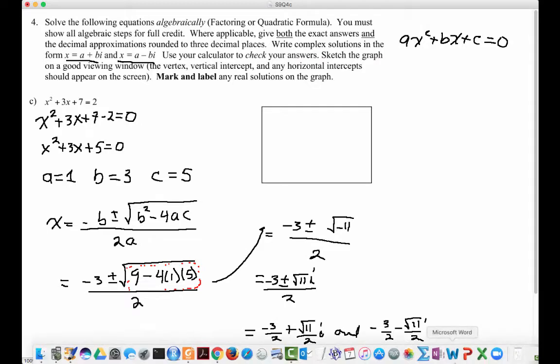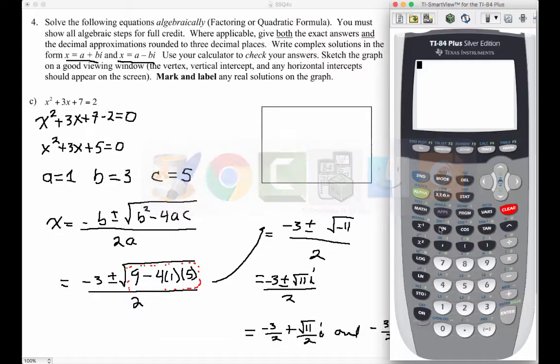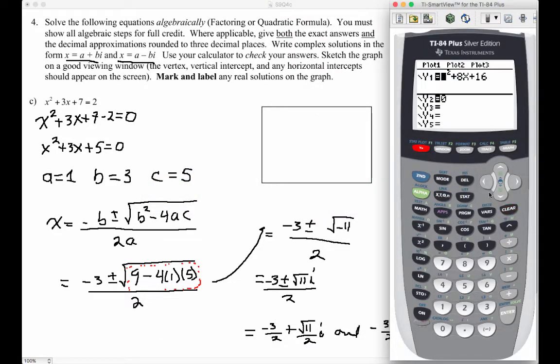Okay, so we're going to need to take a look at a graph of this. Let's go ahead and get a sketch of the graph here. So we'll get our calculator out, go into the y equals, clear out the craziness from the last problem, and type that in as x squared plus 3x plus 5.